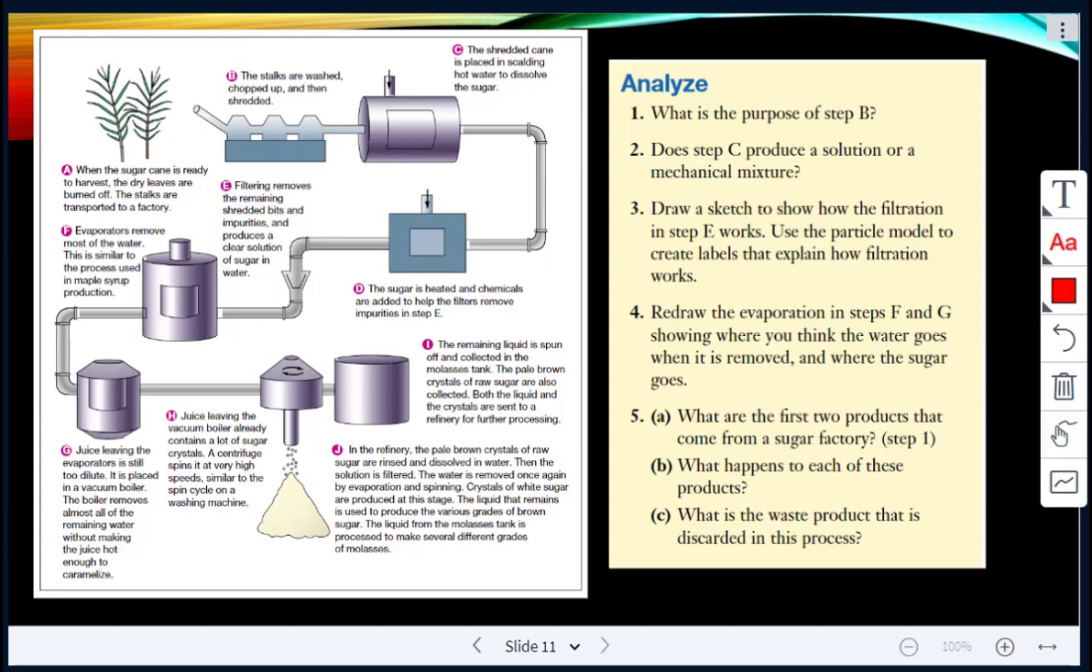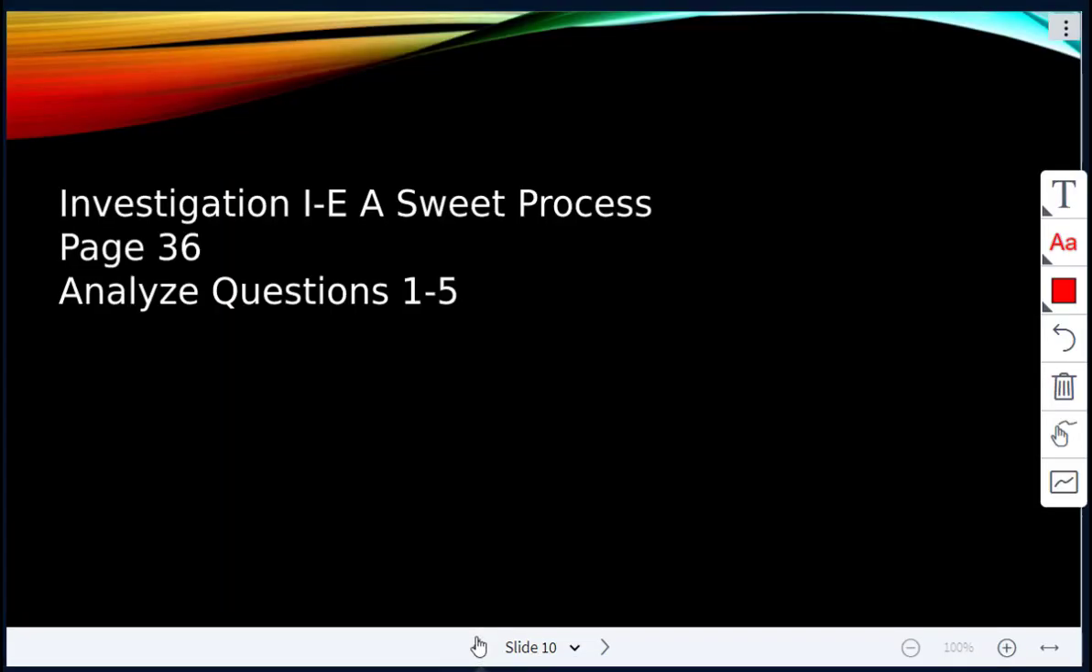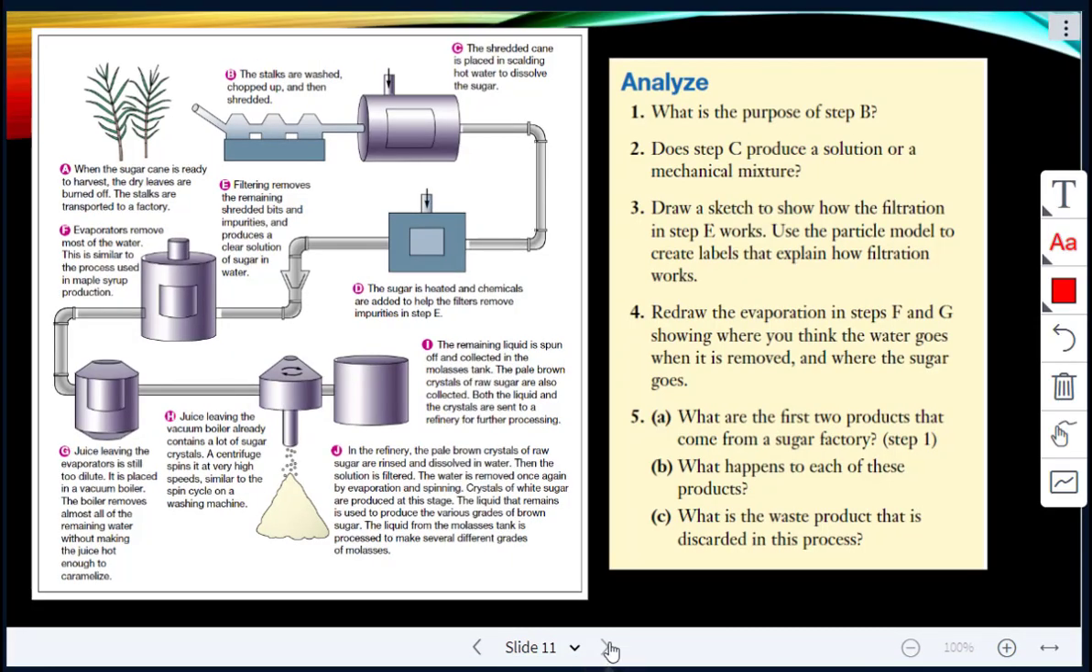All right, today's lesson we are looking at investigation 1-E. This is on page 36 to 37 of the textbook. It's called a sweep process. And so we looked at this diagram here and now we're going to go through these questions here.